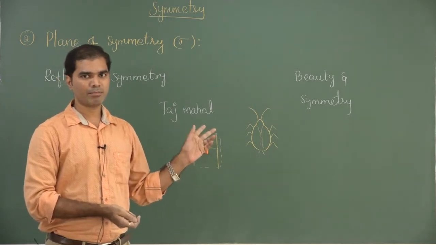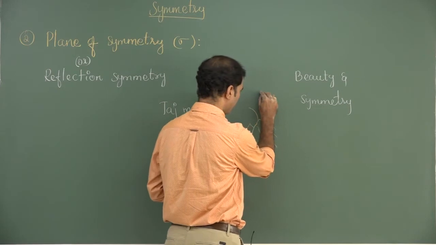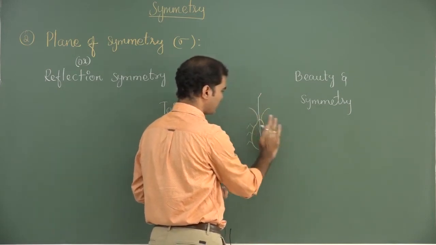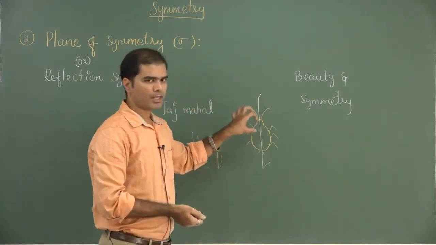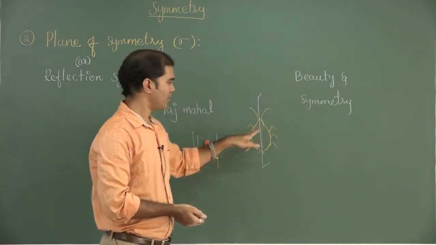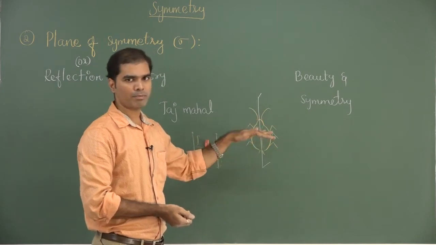Why is it not looking beautiful? Is it not symmetric? If I try to pass a plane, it looks perfectly symmetric. One half is a reflection of the other. If the beauty of any particular thing is imparted because of symmetry, then the cockroach, which looks perfectly symmetric by passing a plane of symmetry, should also look beautiful.